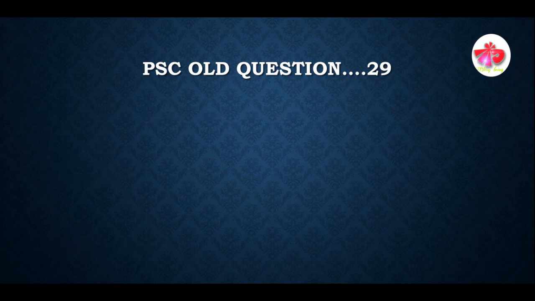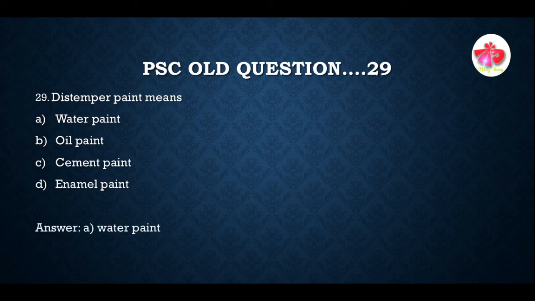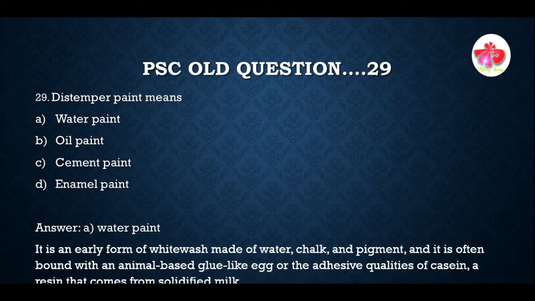Let us move to question number 29. What are distemper paints? Option A is water paint, option B is oil paint, option C is cement paint, and option D is enamel paint. So friends, distemper paint means option A, that is water paint, which will be our correct answer. It is an old form of whitewash made of water, chalk, and pigment, and is often bound with animal based glue like egg or the adhesive qualities of casein, a resin that comes from solidified milk.